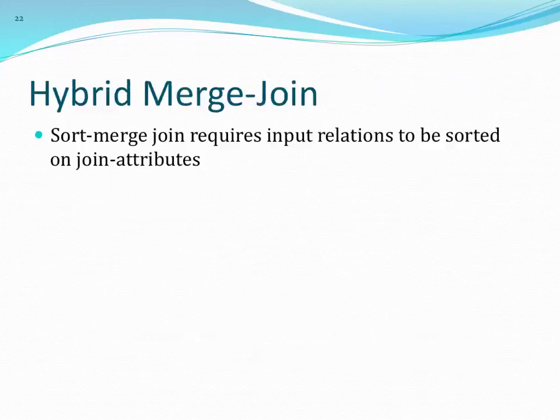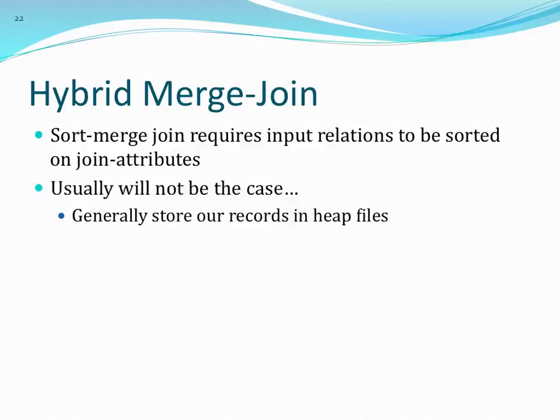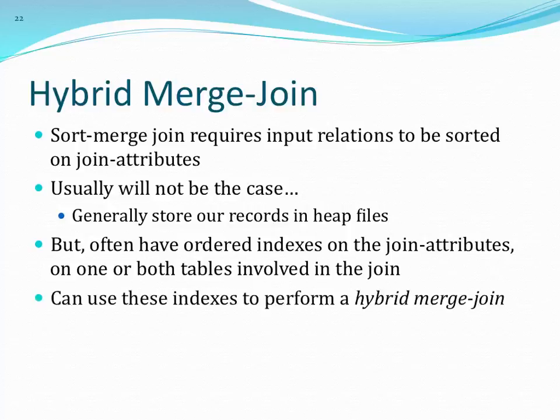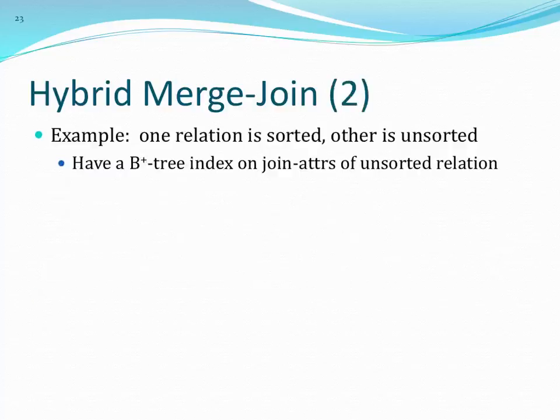Okay, hybrid merge join. So for sort merge, we expect to have things sorted on the join attributes, and most databases don't do this because we have heap files. But, hey, what if we had an index on the join attributes, on one side or both sides? Does that ever happen? Yes, all the time, because we're doing normalized database schemas and we have indexes for referential integrity. So we can actually use that to do a hybrid merge join. We'll talk about this in terms of one sorted table and the other table unsorted first, but you can do this with both tables being unsorted, as long as we have an index on the join attributes.